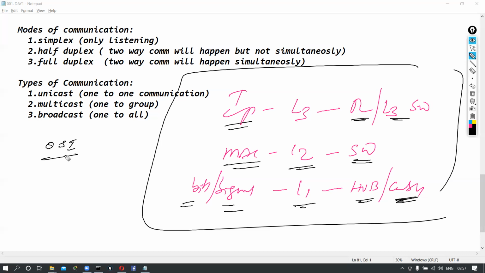Router supports only routing. L3 switches support routing and switching. L3 switch supports both routing and switching, and a router supports routing only. This is L3.